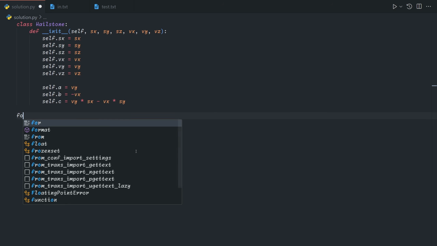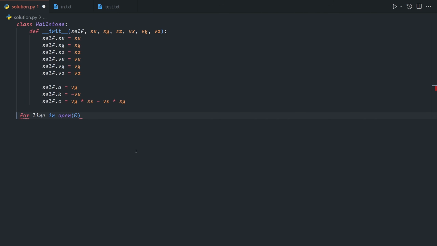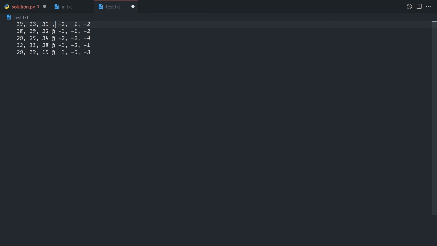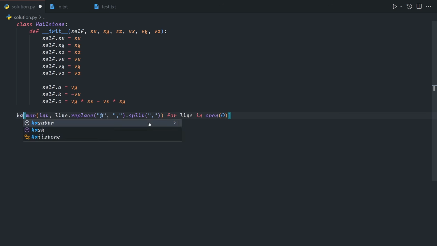And so now we can do, for each line in the input, we're going to replace the @ sign with a comma, which will give us something that when we split by commas, we'll get a bunch of integers with a bunch of spaces around. We don't need to care about the spaces because the int function automatically removes them. So we'll split by a comma, and then we'll say list, and then we'll say map int over this, and this will give us our hailstones.